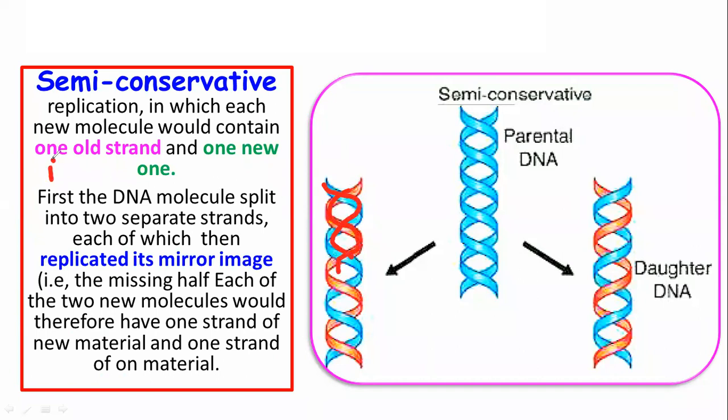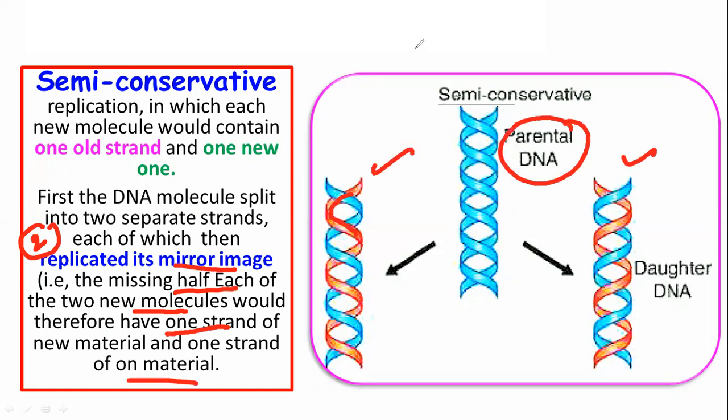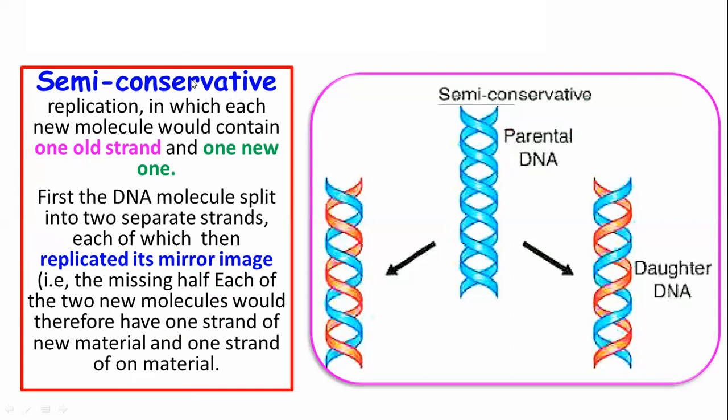So what happens? It says the same thing which we have already done. Number one, the DNA molecule splits into two separate strands. That is done by the helicase. And then what will happen? The replicated one will be the mirror image, that is, the missing half. Each of the two DNA molecules would therefore have one strand from the new material, this one, and one strand from the old one, like the parental one. Look at here. This replication is called semi. Semi means half conserved. Half conserved from the parent, but half is newly synthesized.